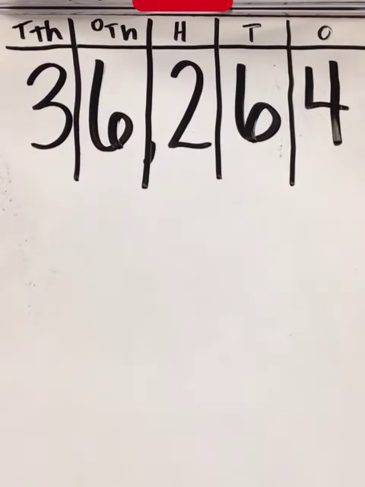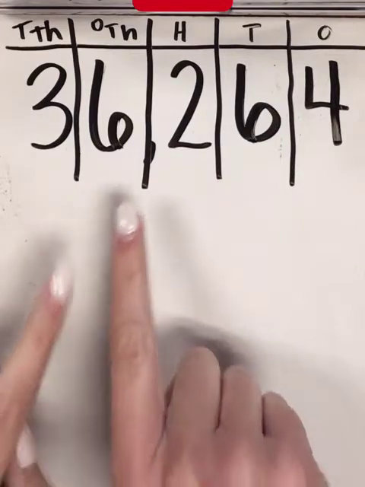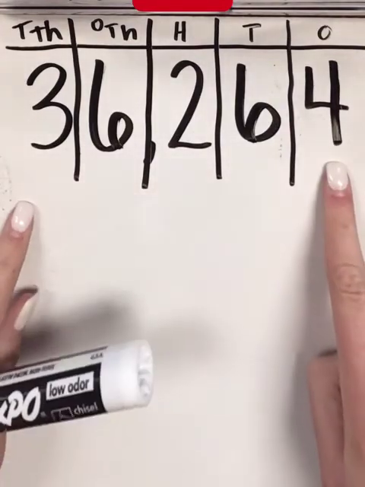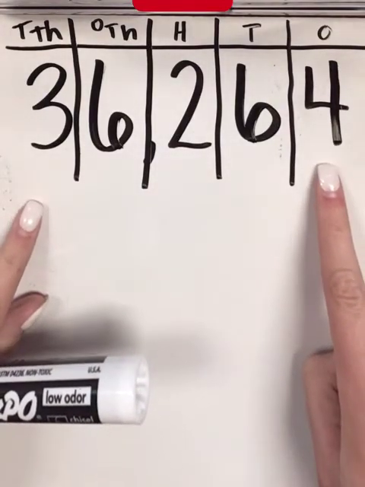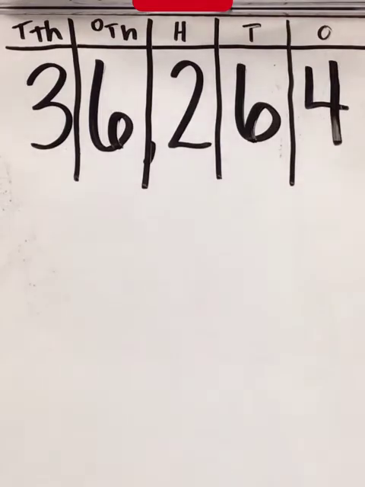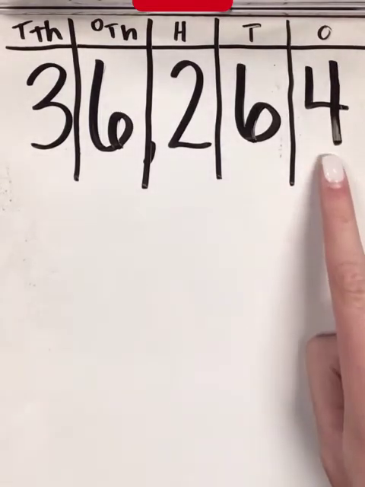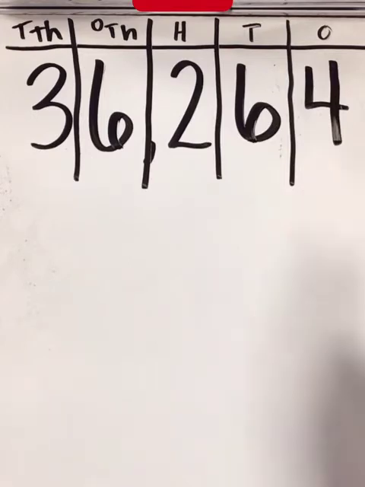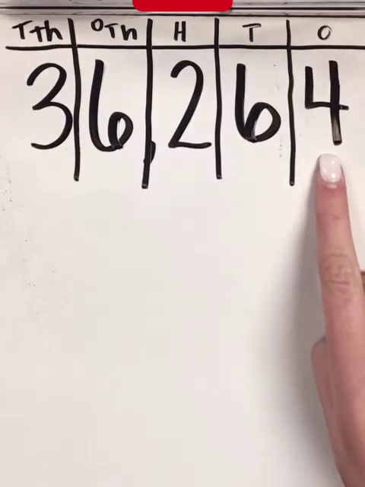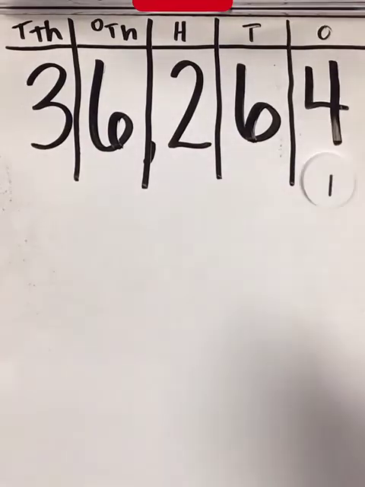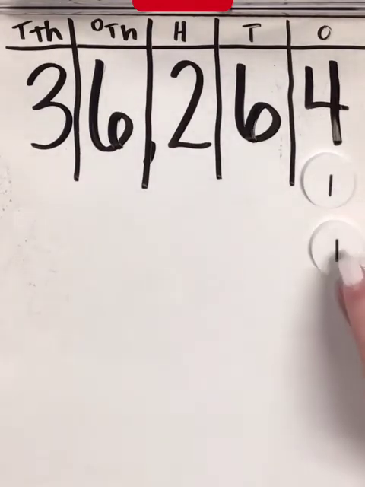Okay, so the first thing I'm going to do is, looking at my standard form, which is 36,264, we are now going to build this with our place value disk. So I look at the digit right here. I have a 4 in the ones place, and I know that each one of these is worth 1. So I'm going to go ahead and put those. The value of each of those is 1.